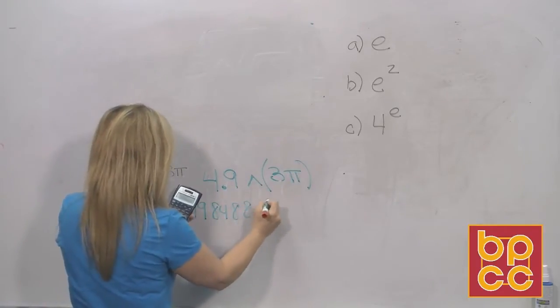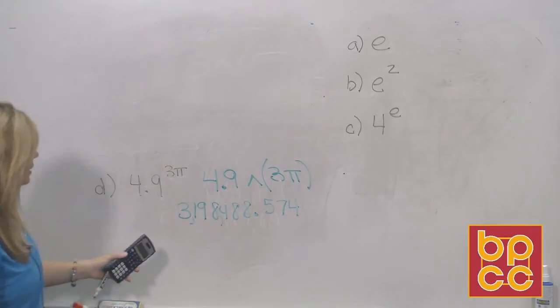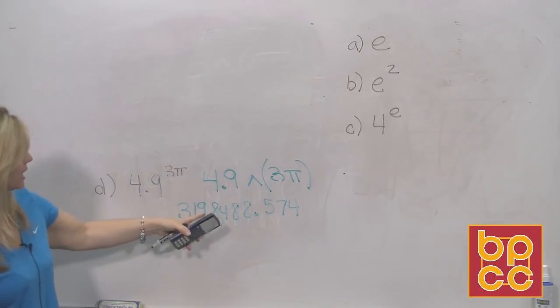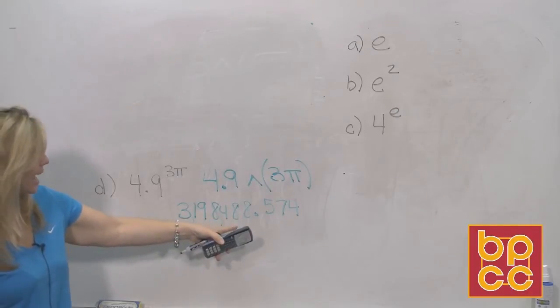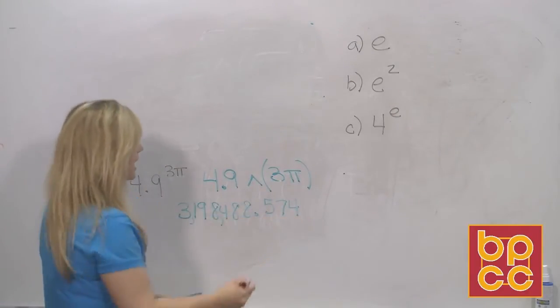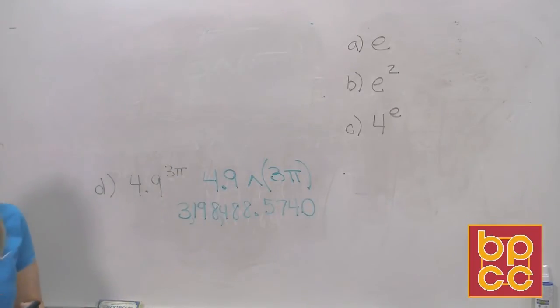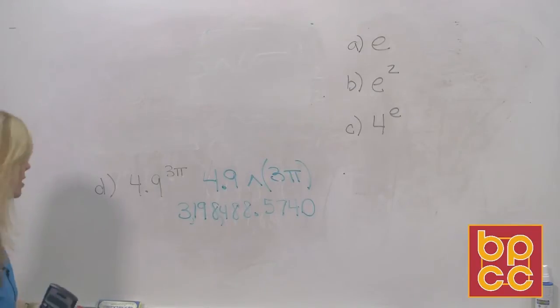3198488 decimal point 574. So I put my commas in. That's 3,198,488 and 574 thousandths. It said to go to the 10,000ths, so there's obviously a 0 there. So far, so good? Awesome.